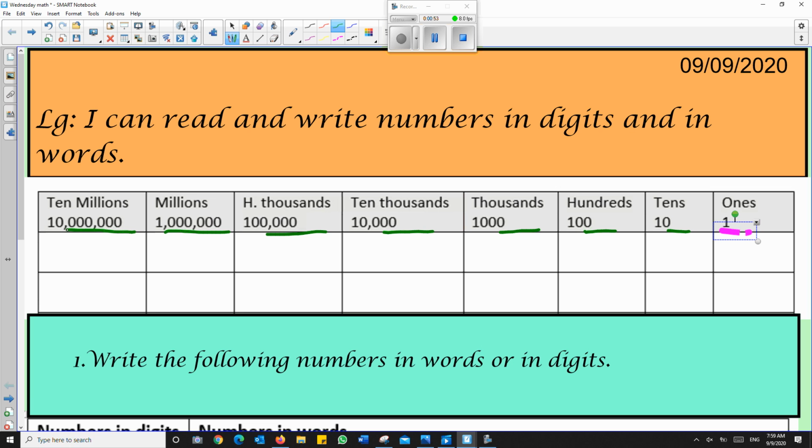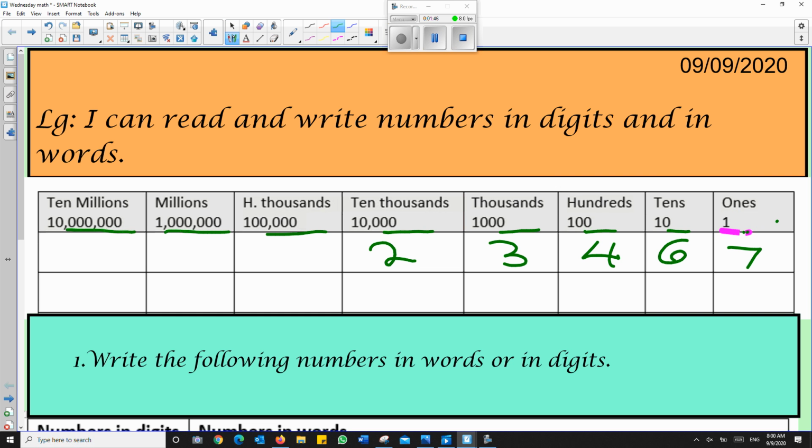So before you start reading the number, check the digits. Check how many digits there are. For example, if I want to read this number, I'll check the first digit on my left-hand side. Is it in the hundred thousands, ten thousands, hundreds, or tens? To identify that, I have to start counting the columns to identify the place value of the digits.